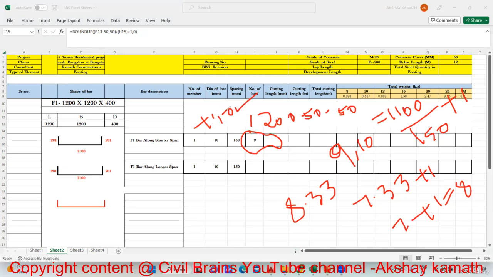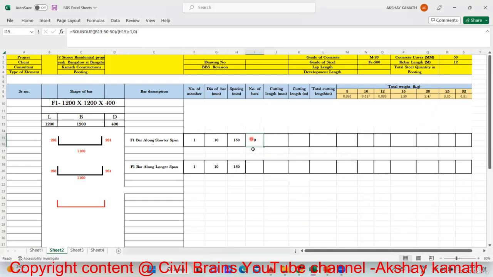Okay. Suppose if I had done here plus 1, and if I done 2 here, it would have taken 10 here. That is not required for us. You're getting my point. So always remember, whenever you do Excel, only for finding the number of bar, use this formula, round up, and the same formula. That is, 1200 minus 50 minus 50, divide with the spacing along the shorter span, plus 1, comma 0 you have to do. If you do in this way, you'll find the number of bar. You got my point? Great.